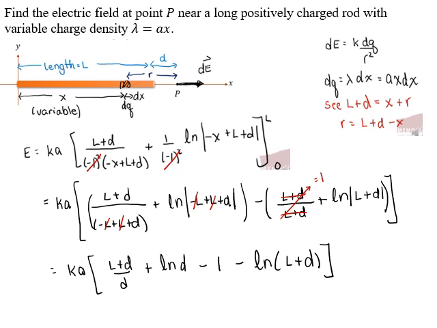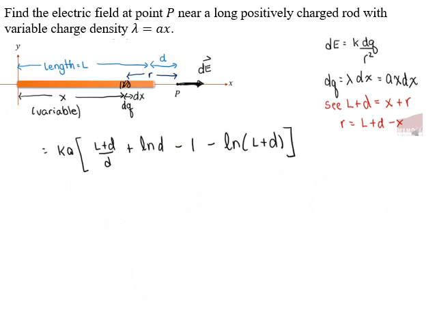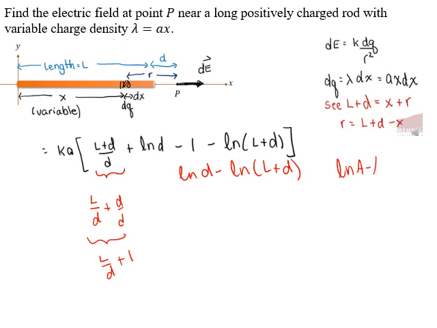Okay, I can simplify this just a tiny bit more if I look at this expression. This by itself would be a reasonable enough place to start, but we can simplify a little bit more. L plus d divided by d is the same as L over d plus d over d, which is equal to L over d plus 1. And natural log of d minus natural log of L plus d, you might remember that the natural log of a minus the natural log of b is equal to natural log of a divided by b. So we can use those two things. So that's equal to the natural log of d over L plus d.